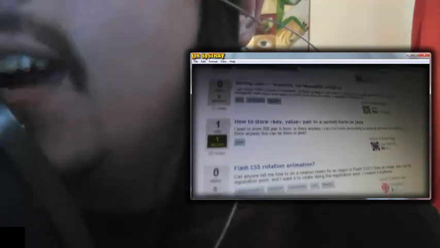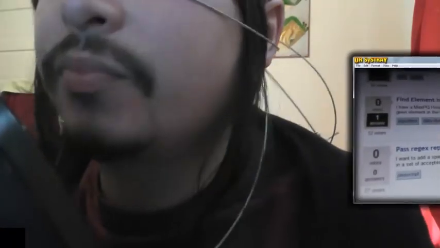LLDB equivalent of GDB's at operator in Xcode 4.1. Read image files with Q image reader using KT concurrent. Oh, man. Unhandled exception in Rad Studio debugger thread. iframe scrolling on the iPhone. Okay, I'm gonna flip to the next page and wrap this fucking shit up.